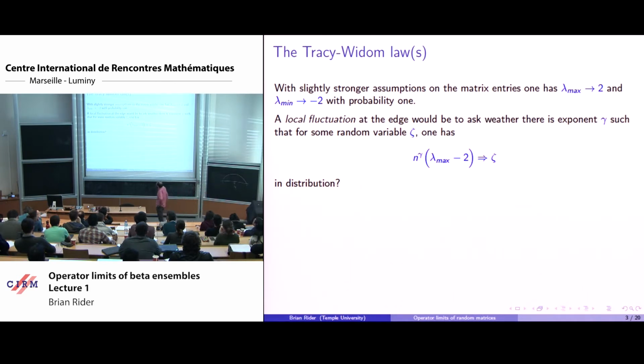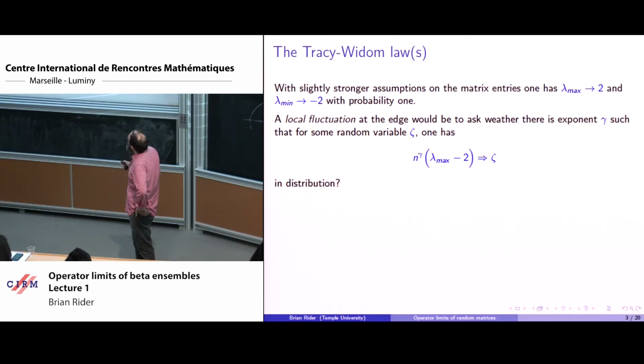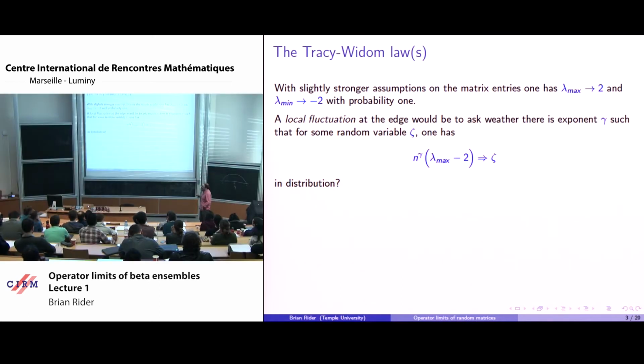And so for a local fluctuation at the edge, the question would be to ask, if I take lambda max and center it by its limiting position, blow it up by n to some power gamma, it's no longer a priori clear what that gamma should be. Will this converge to something? Is there a random variable this converges to? Right now, I just say fourth moments on the entries, because that will just give me that the biggest eigenvalue does converge to 2.